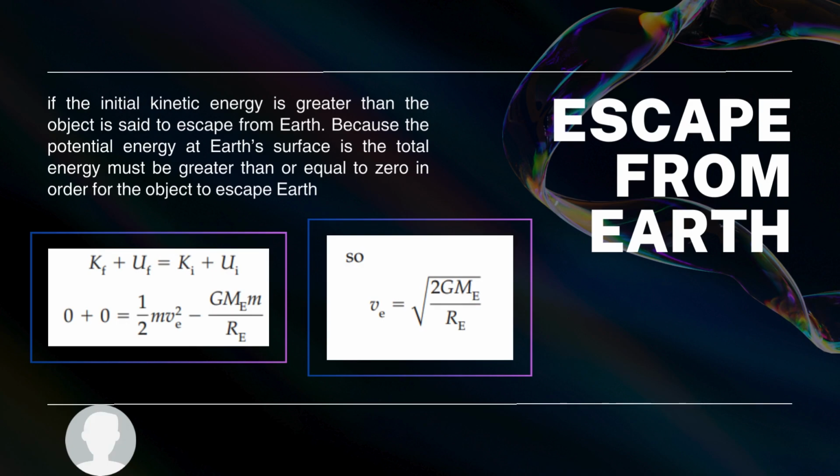Next, let's talk about escape from Earth, or escape velocity. If the initial kinetic energy is greater than the potential energy at Earth's surface, the object is said to escape from Earth, because the total energy must be greater than or equal to zero in order for the object to escape Earth. It is the minimum velocity with which a body must be projected vertically upward in order that it may just escape the gravitational field of the Earth. For Earth, the value of escape velocity is 11.2 km/s. It is independent of the mass of the body projected.